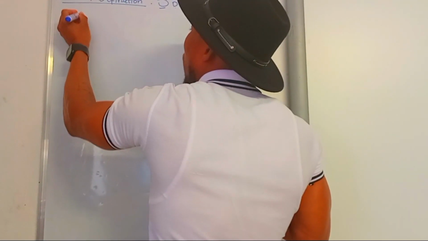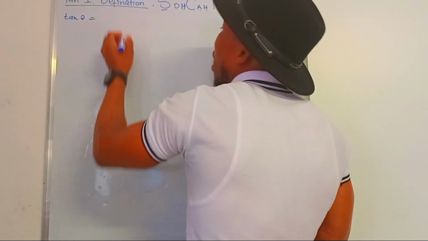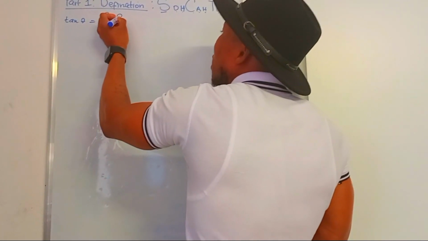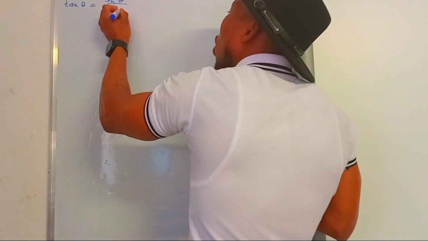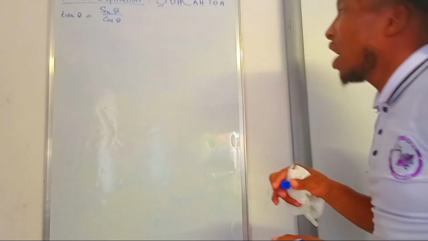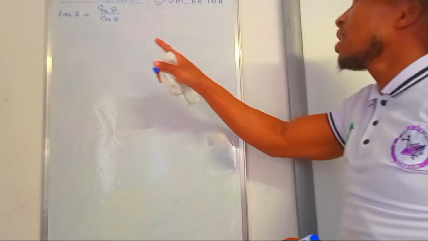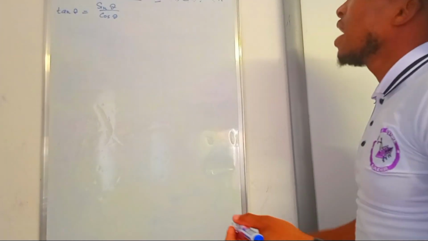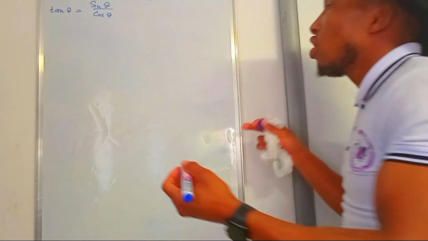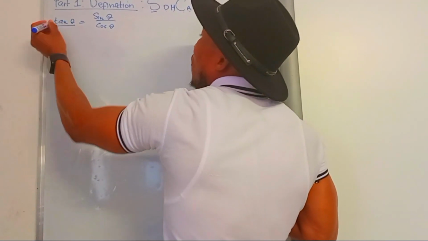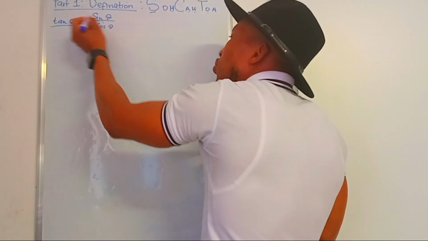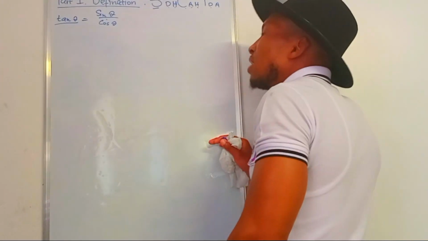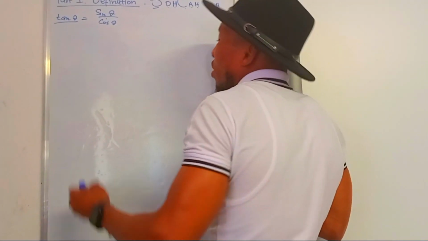The equation we normally use from grade 10 is the ratio of tan theta. Tan theta is equal to sin theta over cos theta. It is very, very important to note that. Whenever you see tan theta, you are going to change it to sin theta over cos theta. All right, let's go.